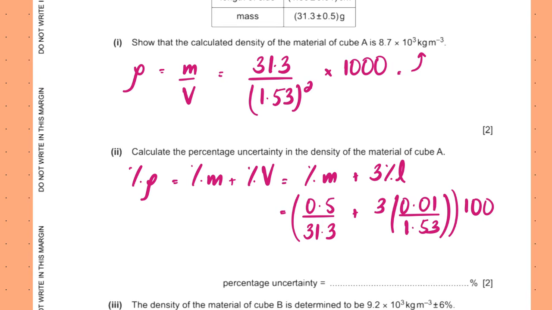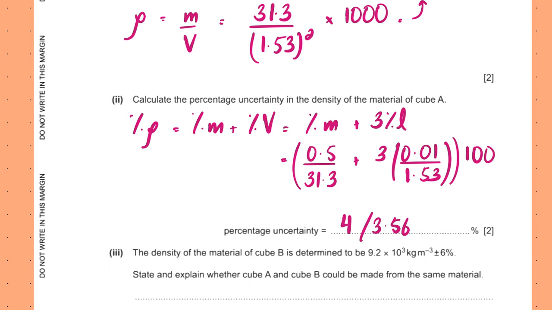So you can say 3.6 or 4%, because percentage uncertainties are usually given to 1SF, but you can also write it up to 3SF. So you can also write 3.56. That would also be correct.